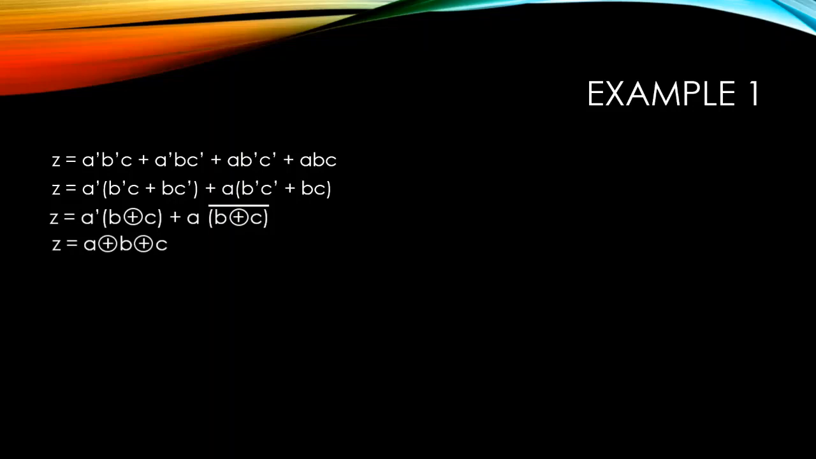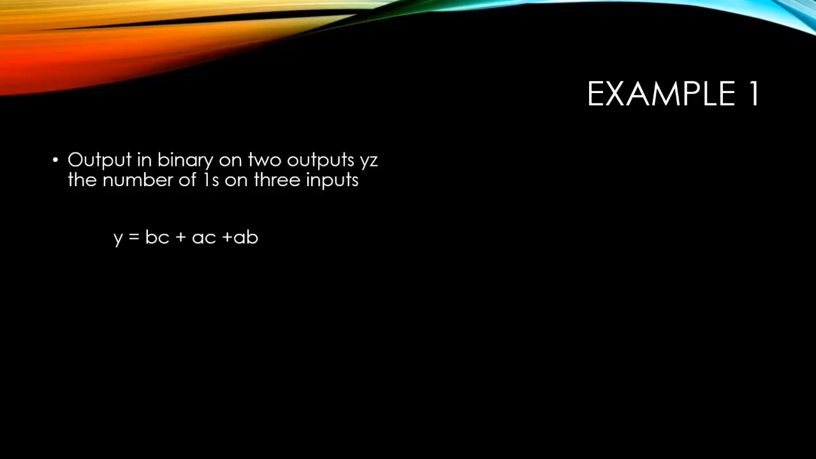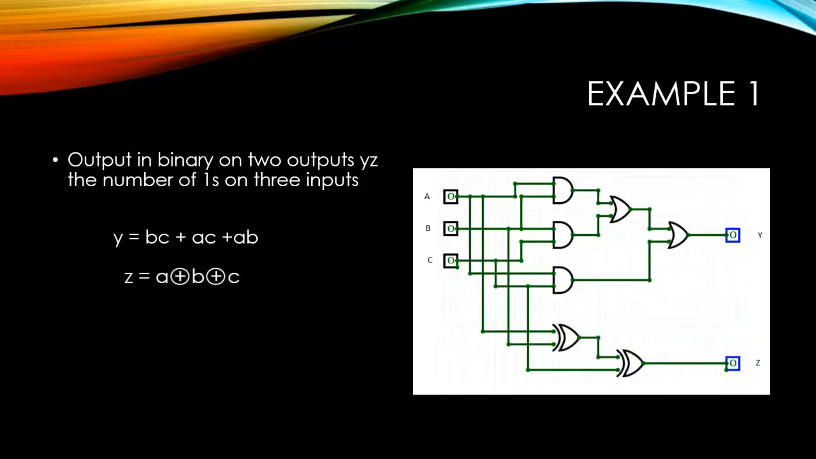Okay, so using the Y and Z, now we could draw the circuit. And as you can see, we have the sub-circuit for Y, sub-circuit for Z, and we have one source for A, B, and C. So this will be the circuit that we're going to implement in the last stage of designing our circuit.